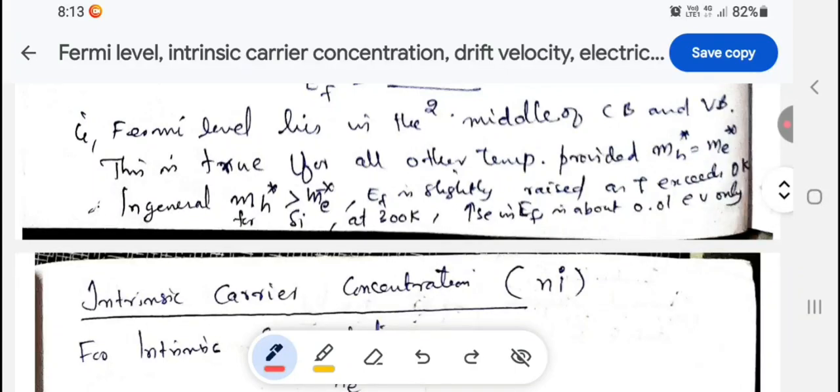In general, the effective mass of the holes is greater than the effective mass of the electron. So EF is slightly raised as T exceeds 0 Kelvin.